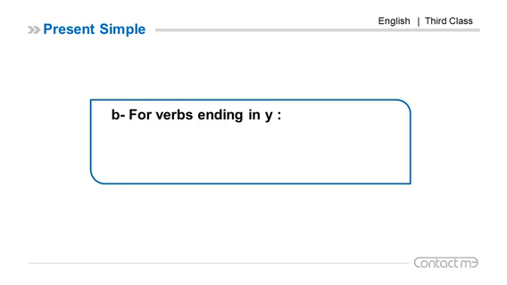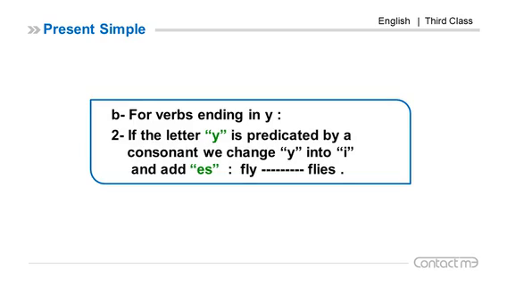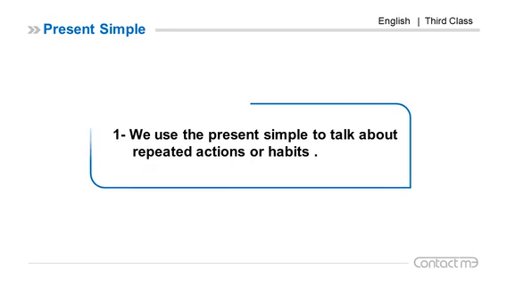Number 2, for verbs ending in y, if the letter y is preceded by a consonant, any letter except the vowels, we change y into i and add es. For example, fly. It becomes flies. A bird flies. The verb ends in y, preceded by l. There is no vowel. So if there is no vowel, we change y into i and we add es.